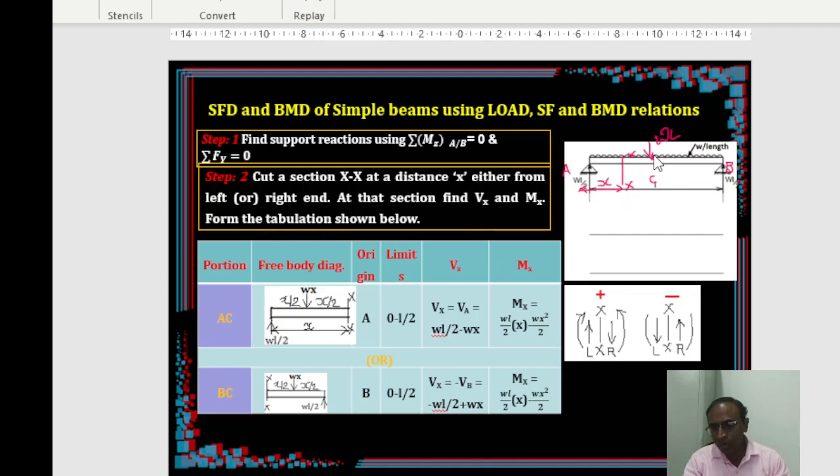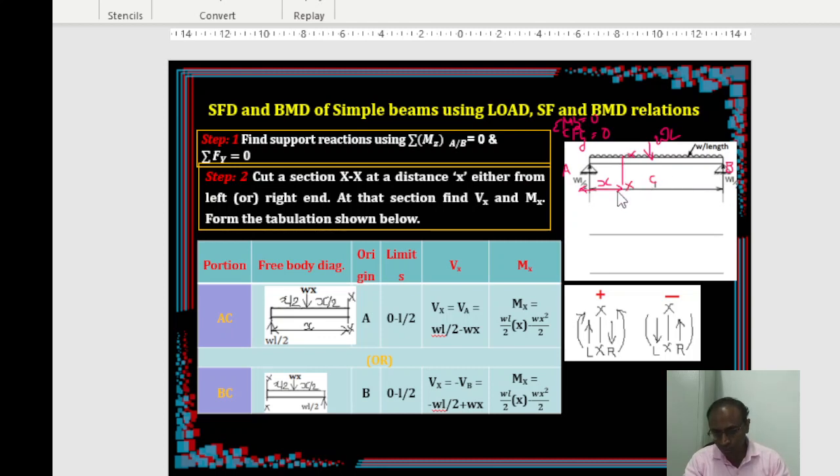Now, even if there are different kinds of loading, a combination of loads, then you can simply use the equilibrium equations: sigma Mz equals 0, and the other equation is sigma Fy equal to 0. With the help of these two equations, you can find the support reactions. So after getting the support reactions, here in this case WL by 2, WL by 2, you cut a section. One section is sufficient here because the same load continues till the end. So you can take the section either from the left end or from the right end.